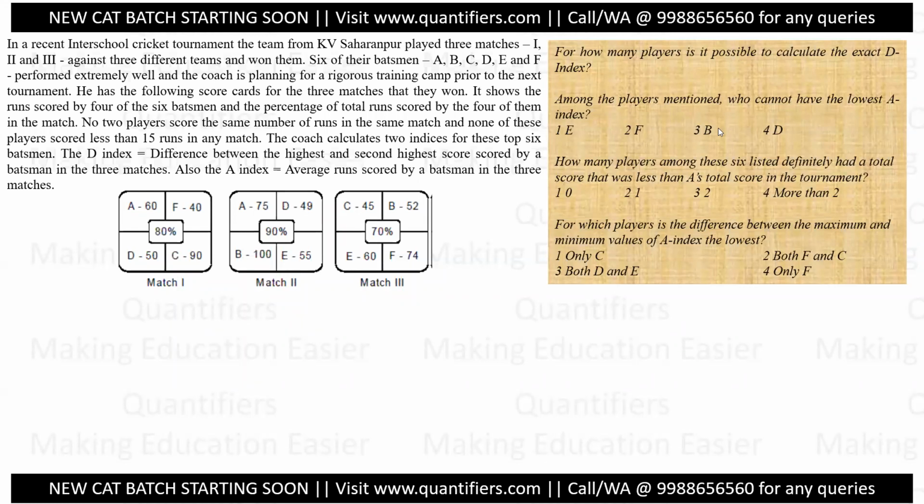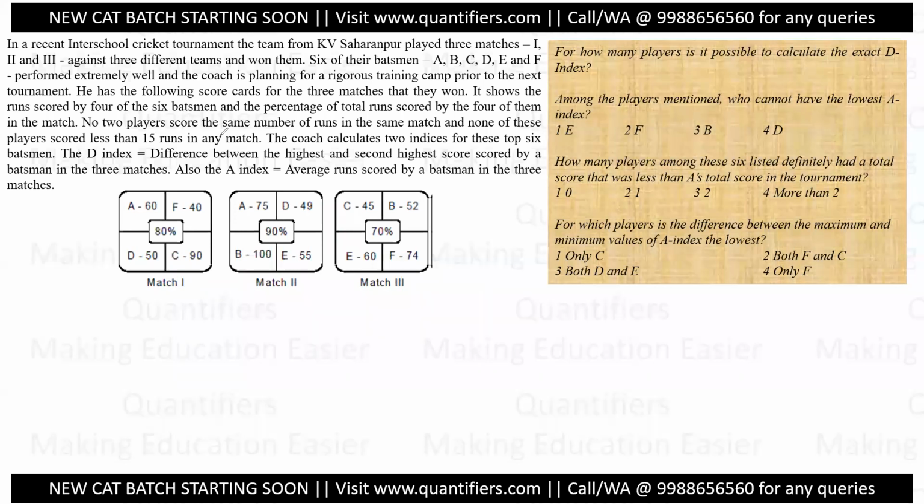Now, if we read the set, what is written? In a recent international cricket tournament, the team for KV Saharanpur played 3 matches, 1, 2, and 3, against the teams. 6 of their batsmen, A to F, performed extremely well, and the coach is planning for rigorous training, etc. It shows the runs scored by them.